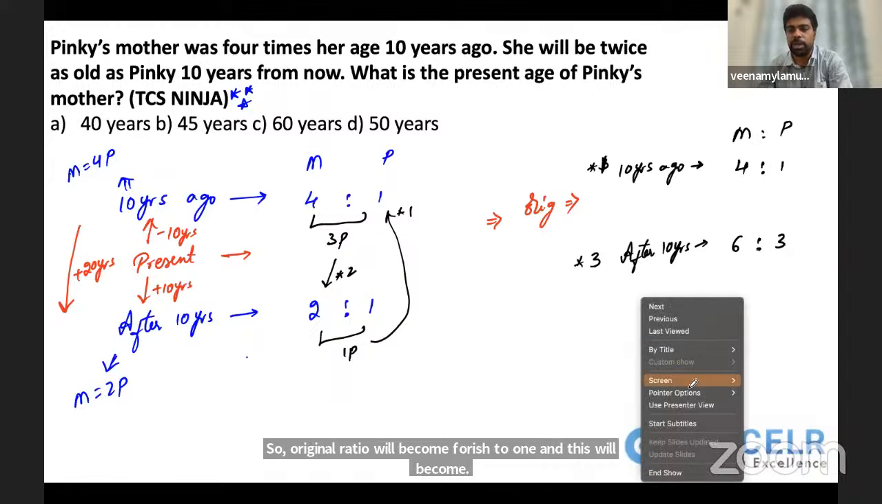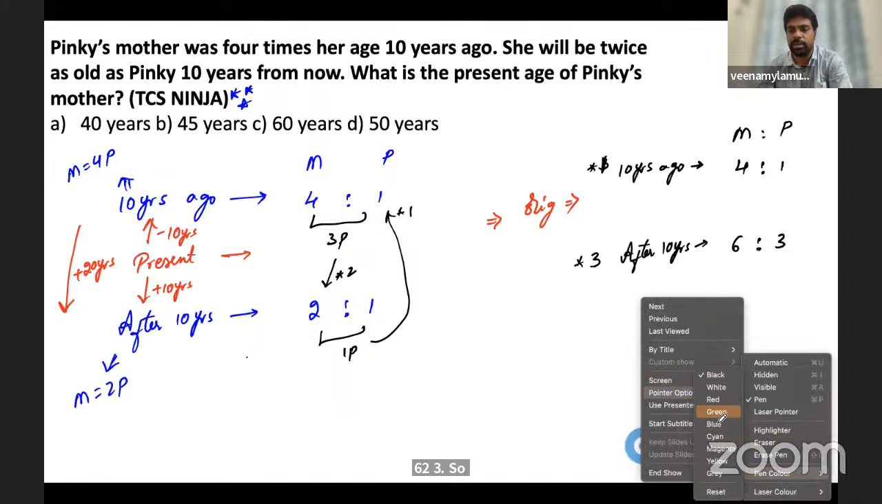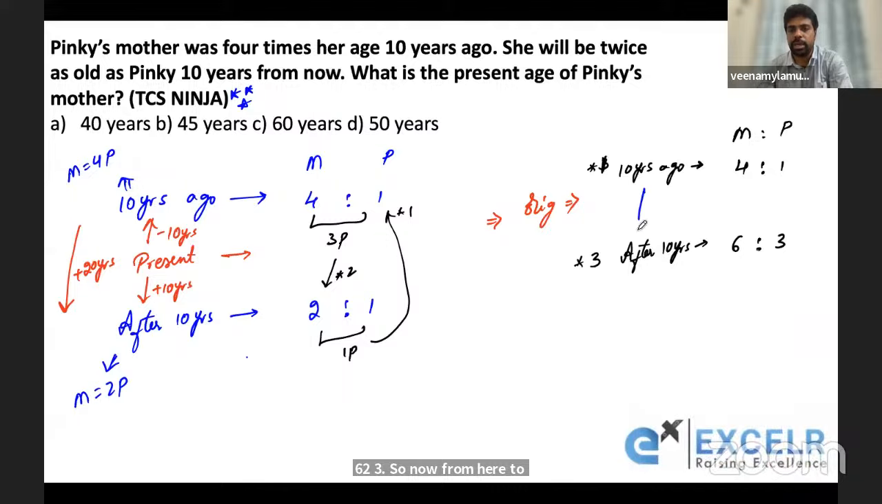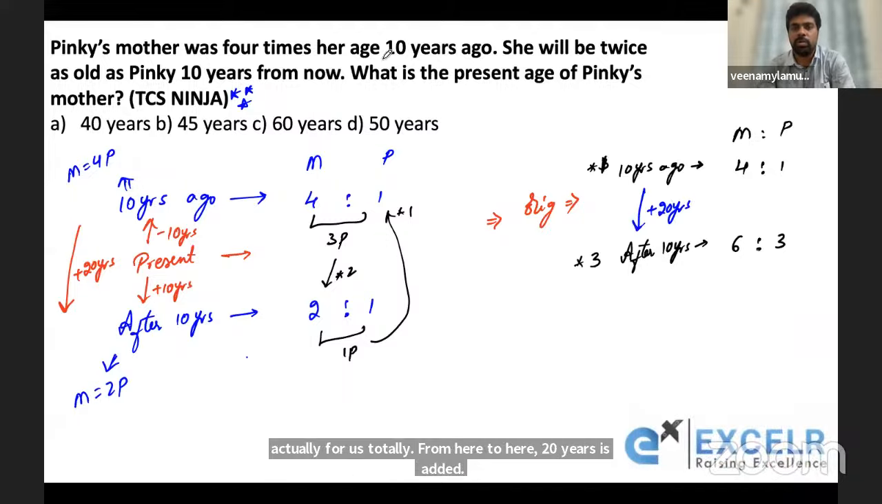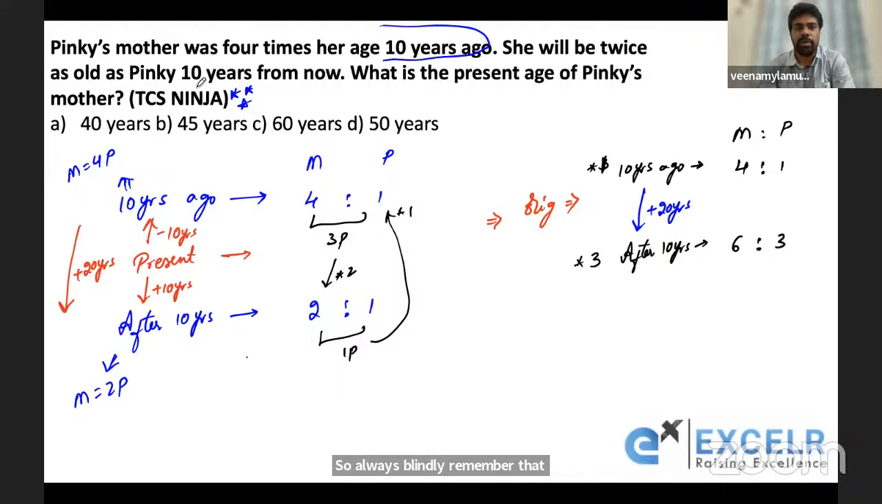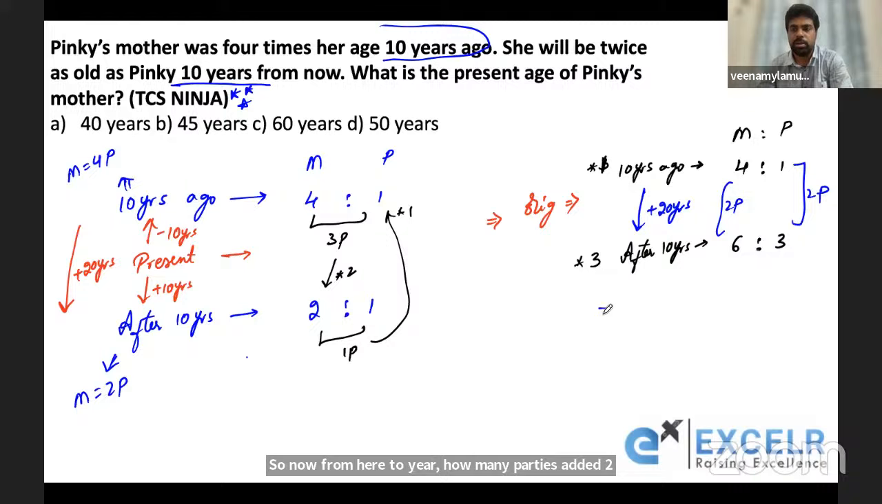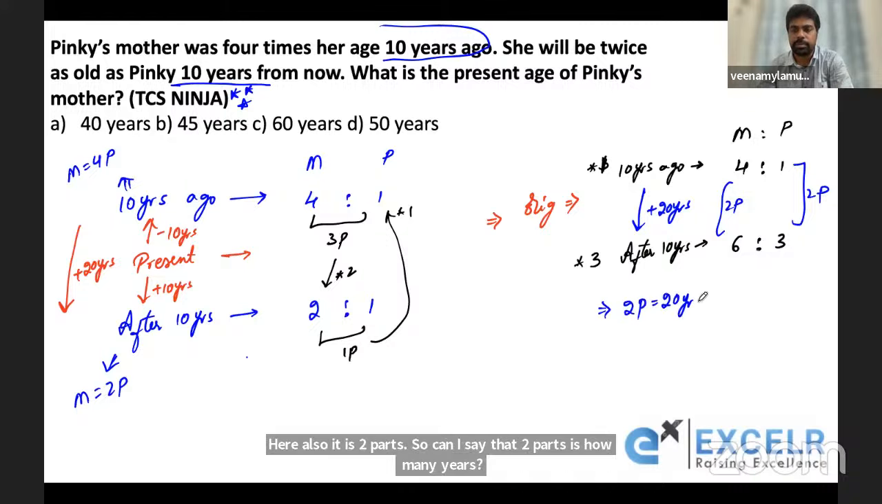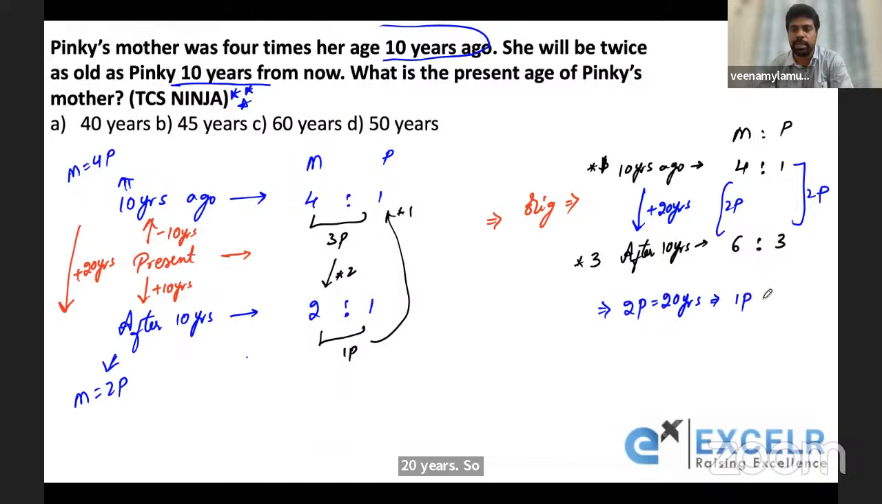So from here to here, how many years is added actually for us? Totally 20 years is added. So always blindly remember that once ago and once after is given means the total sum of this is added. Now from here to here, how many parts is added? 2 parts. Here also it is 2 parts. So 2 parts is 20 years. So 1 part is 10 years.